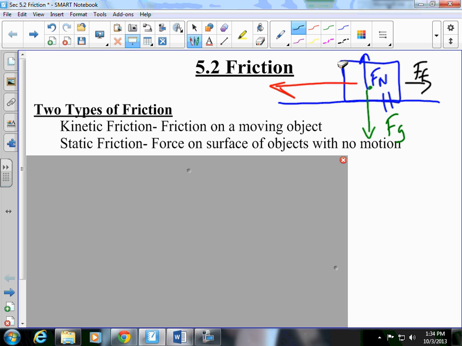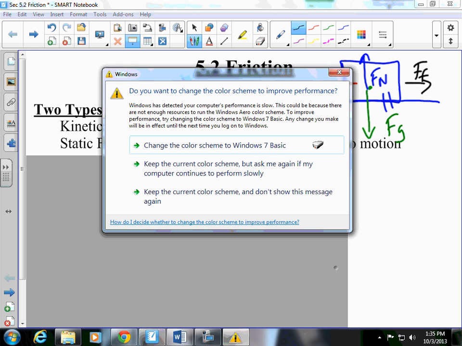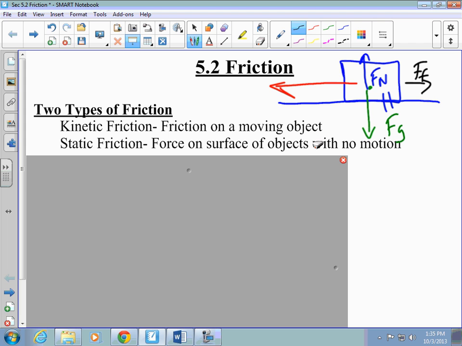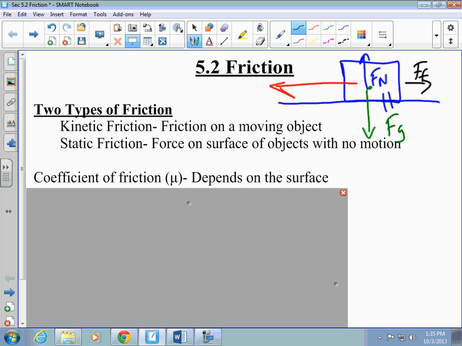Static friction is friction on the surface of objects with no motion. So regardless of whether or not you're moving, there is friction there. If I am lying down on a grassy hill, I'm not going to move, but there's friction between me and the grassy hill. So keep that in mind: kinetic friction and static friction.